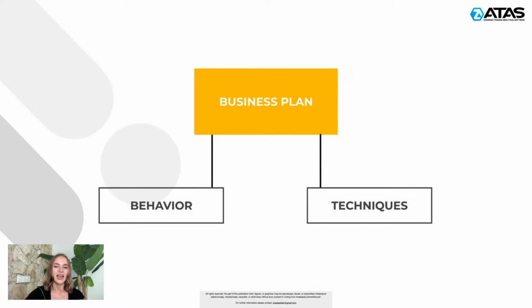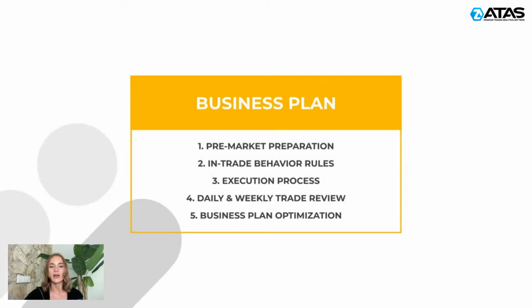Okay? I would assume that everyone is ready with a pen or pencil and a piece of paper to get some notes. So we know that we have the behavioral part and we have the techniques part. And we have 5 components of business plan, which is the pre-market preparation, in-trade behavior rules when your trade is already running. What do you do? How do you behave? Third is execution process. Fourth is daily and weekly trade reviews. And 5 is the business plan optimization when it's required.